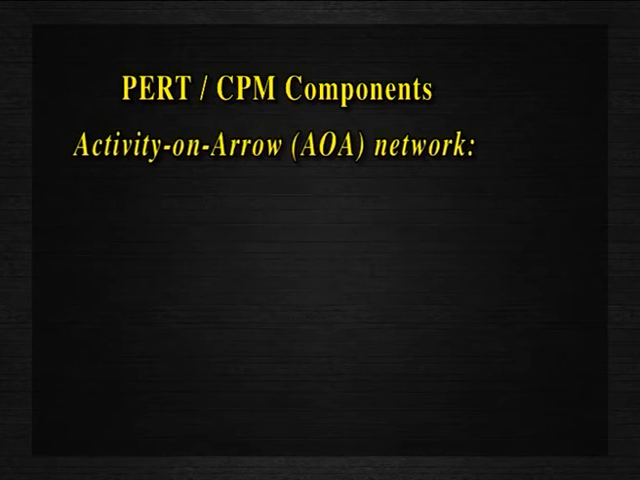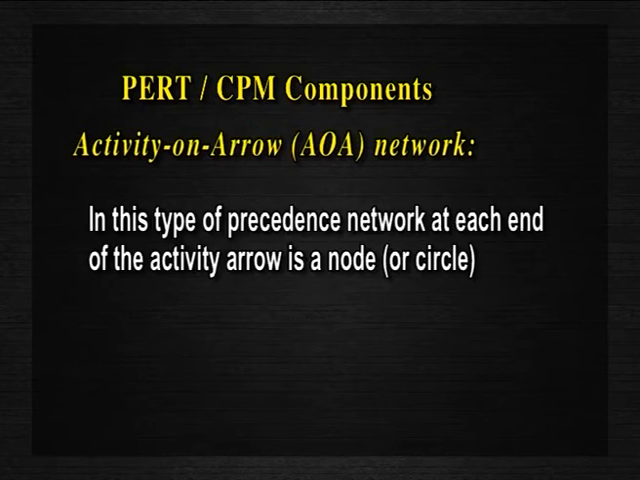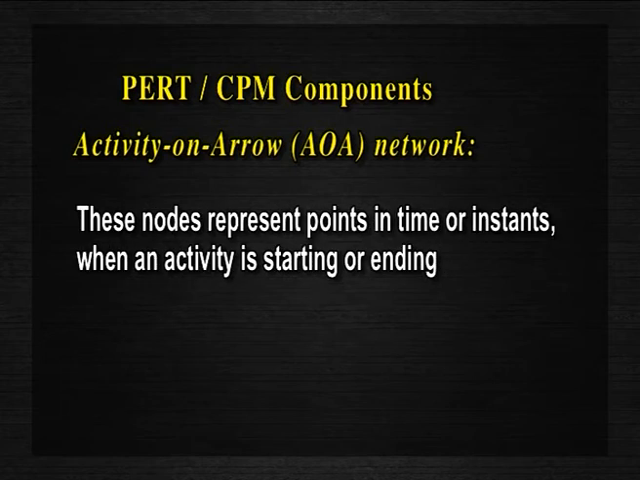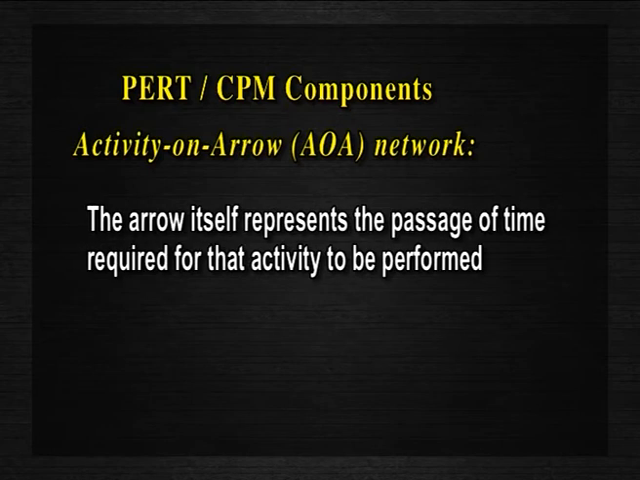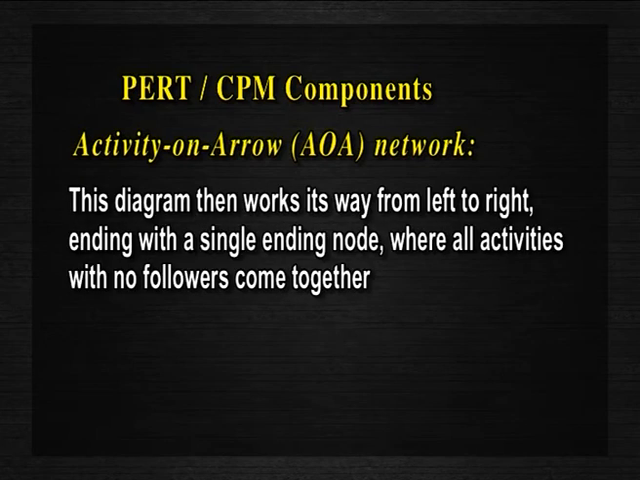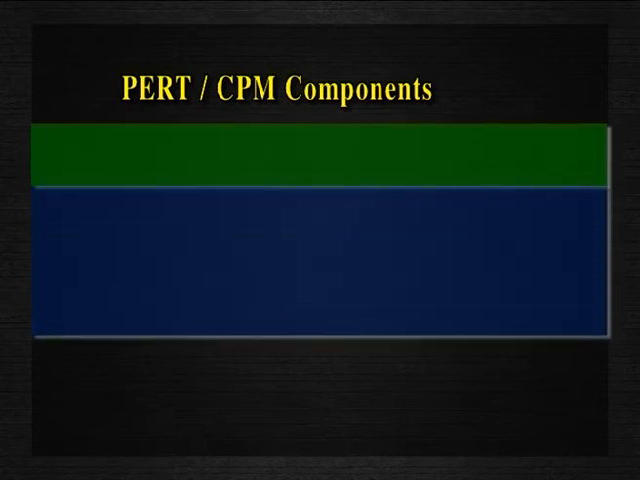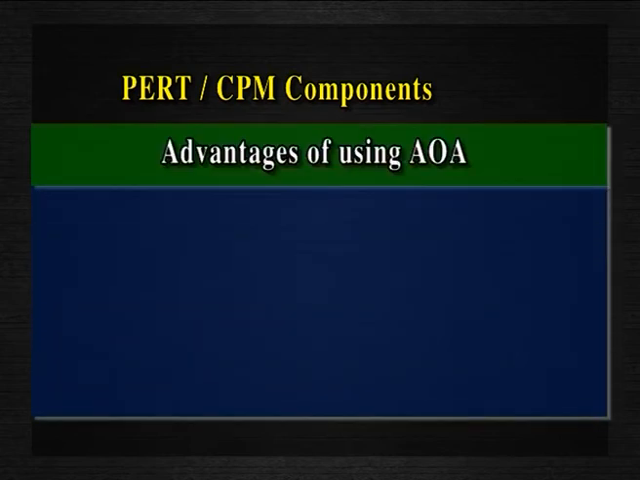Next, coming to activity on arrow network. In this type of precedence network, at each end of the activity arrow is a node or circle. These nodes represent points in time or instances when an activity is starting or ending. The arrow itself represents the passage of time required for that activity to be performed. This diagram then works its way from left to right, ending with a single ending node where all activities with no followers come together. Three important advantages of using AOA are as follows.